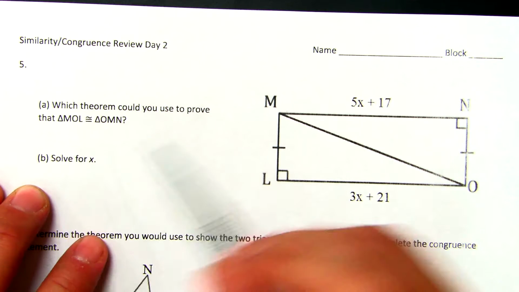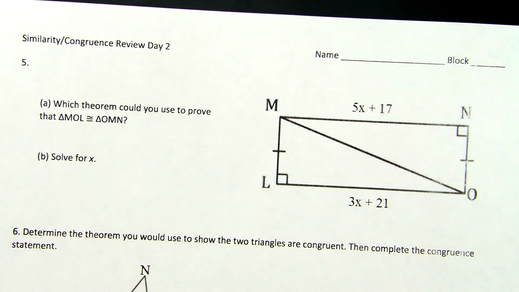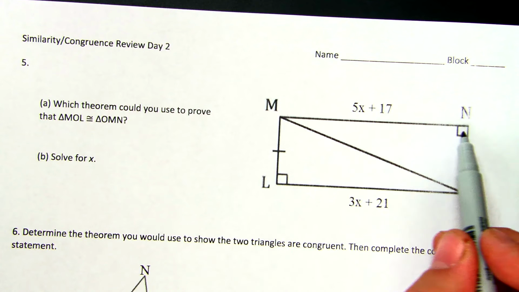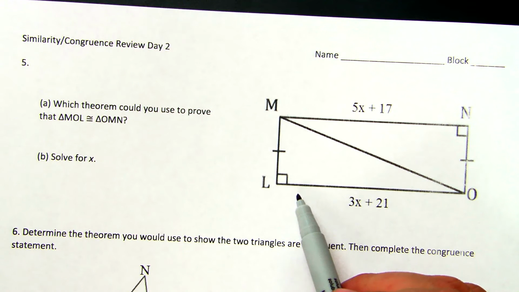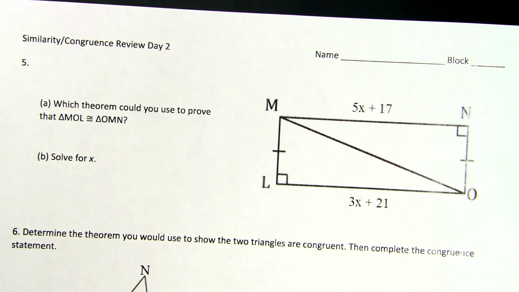So, number 5 here. Which theorem could you use to prove that triangle MOL is congruent to triangle OMN? So MLO, that's this triangle on the bottom here, and OMN is up here. Well, what could you use? You're given that these two angles are both right angles. Right angles, first thing you're going to think, right, you've got two right triangles, you want to think HL.